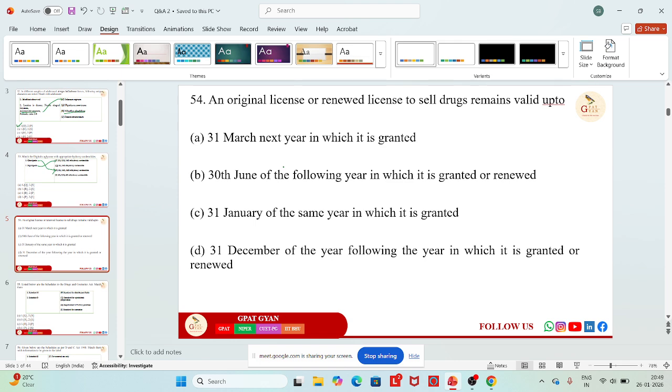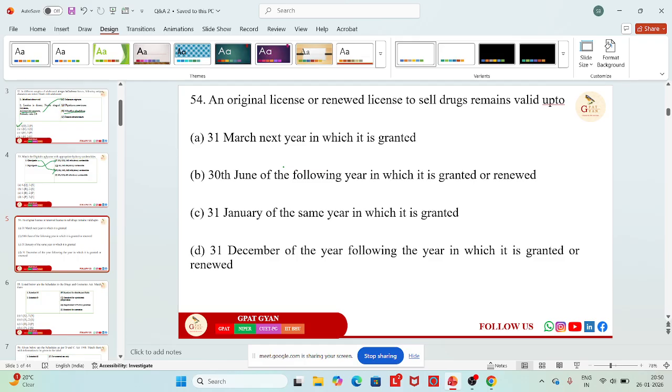Next is very easy. An original license or renewed license to sell drugs remain valid up to. This is very easy. Please answer. Anything is going for the year ending, 31st March. This is not bank year ending. Ma'am, D. 31st of December. Any license issued is valid up to the 31st of December of the year following the year in which it is granted or renewed.